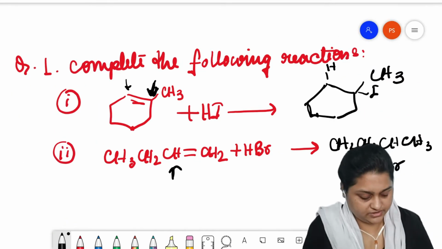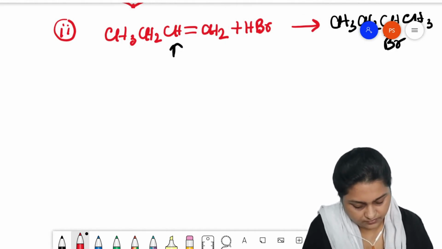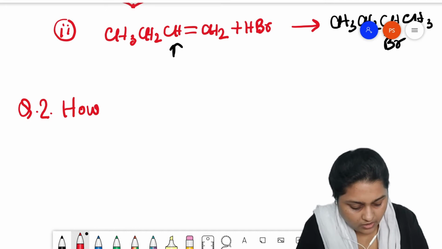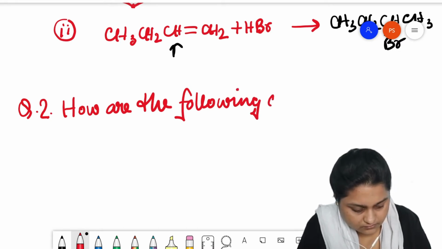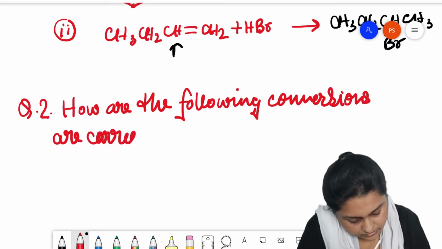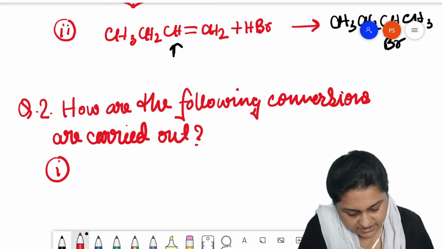The next question is a conversion type of question. Question number 2: How are the following conversions carried out? Number 1 conversion is benzyl chloride to benzyl alcohol.